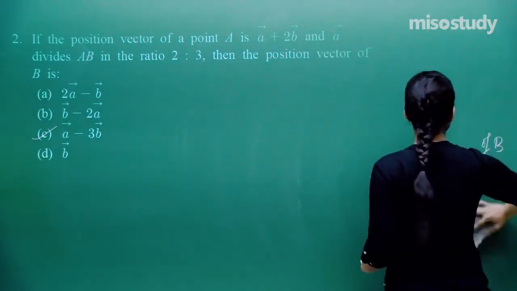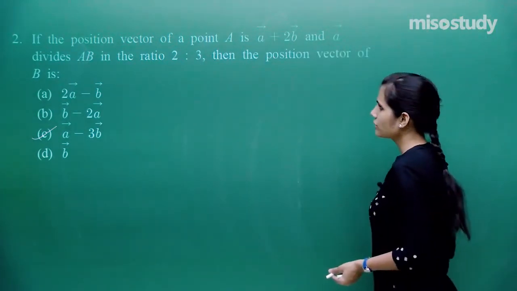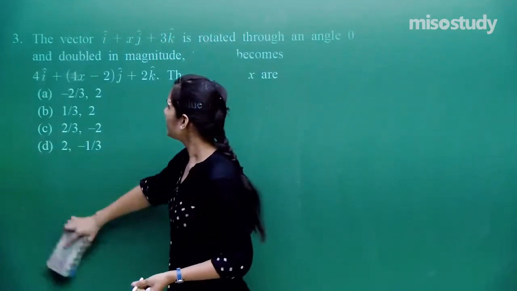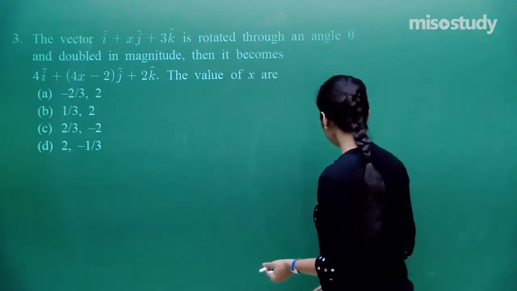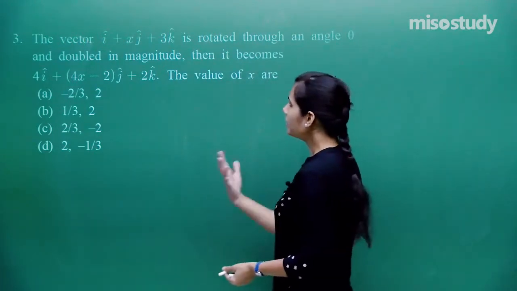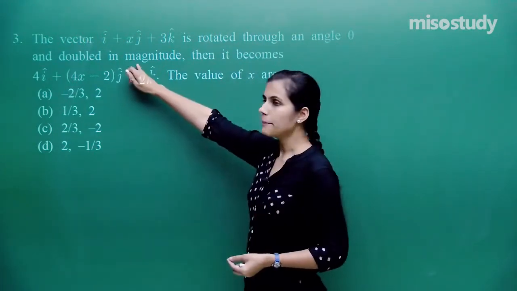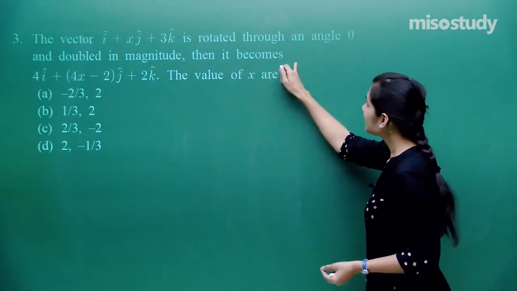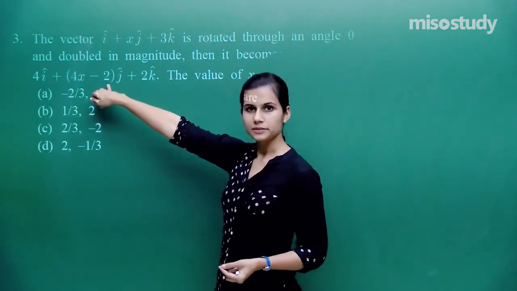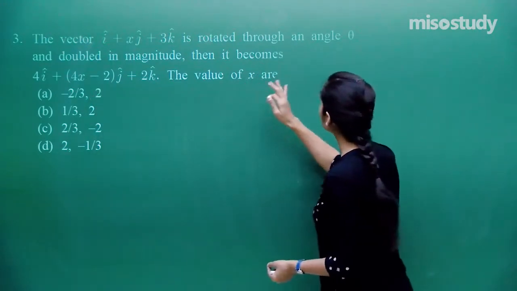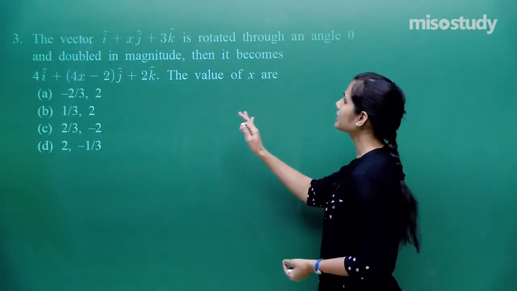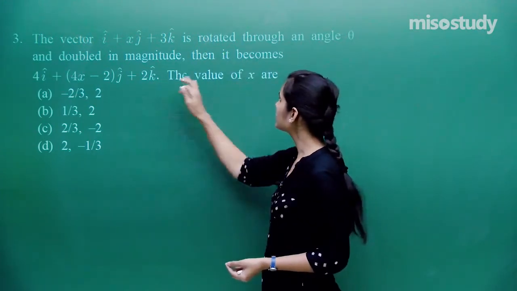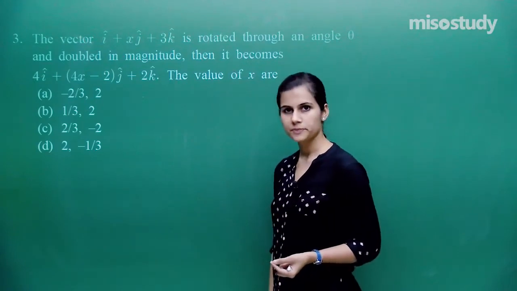Moving on to the next question, I have question number 3. This is a vector given to you which is rotated through an angle theta and doubled in magnitude. The moment it is doubled in magnitude, it becomes equal to actually this particular vector. Okay? This vector is rotated through an angle theta and doubled in magnitude, then it becomes this particular vector. That means it is becoming equal to this vector. Then the value of x is what?